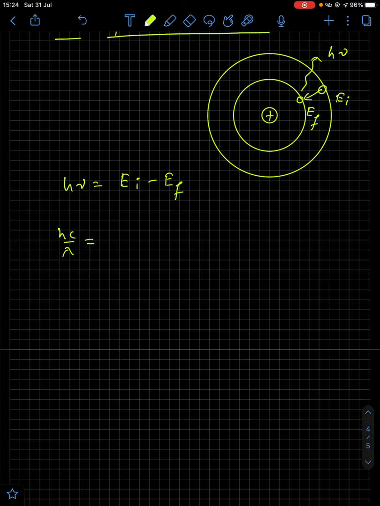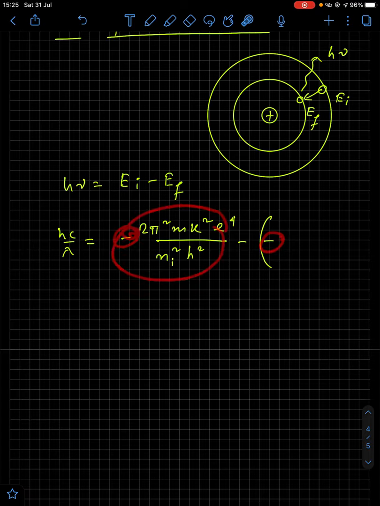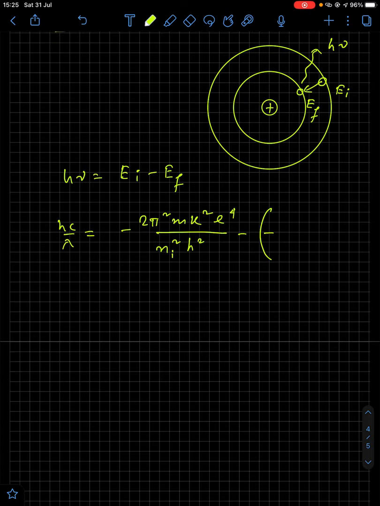Now this can be written as hc by lambda equal to, now what is the value of E? Value of E is minus 2 pi square m k square e to the power 4 divided by n square h square. Now this was E initial, right? Therefore we write ni. The minus sign comes from the relation, and this negative is already there in the energy expression, energy in nth Bohr orbit. So minus 2 pi square m k square e to the power 4 divided by, now we write nf square h square.